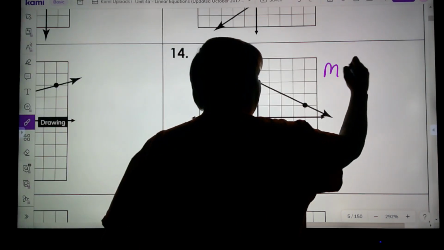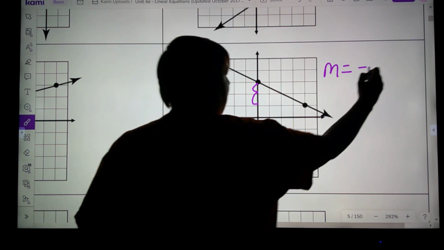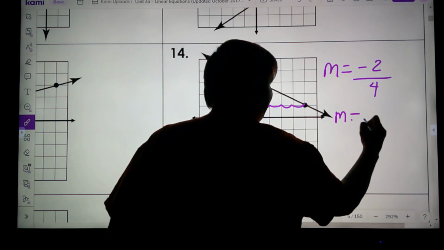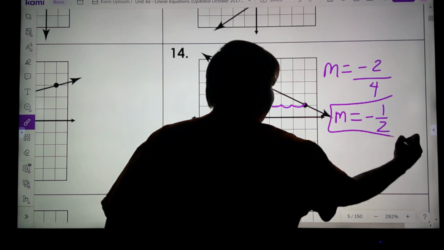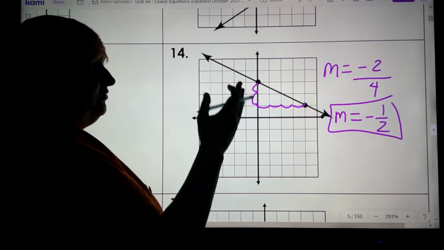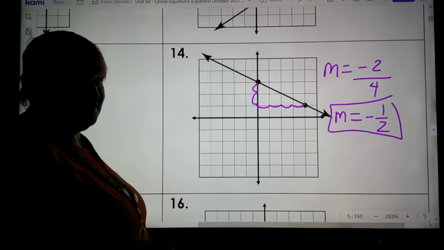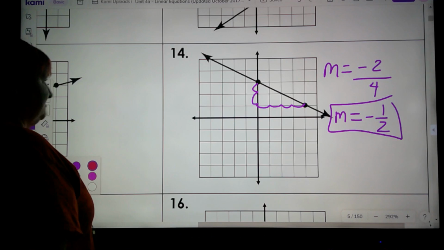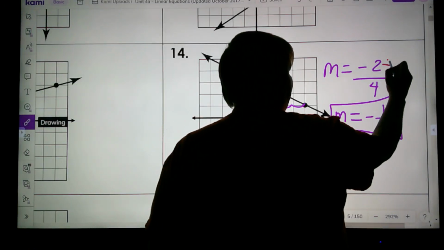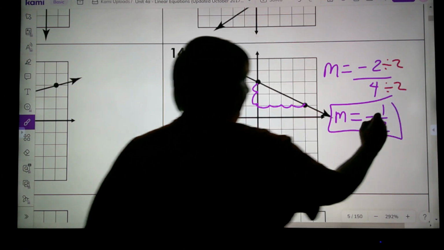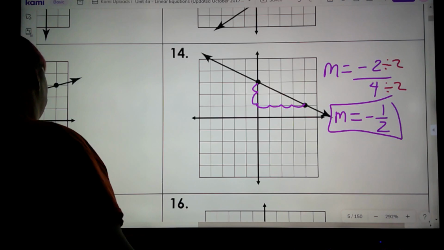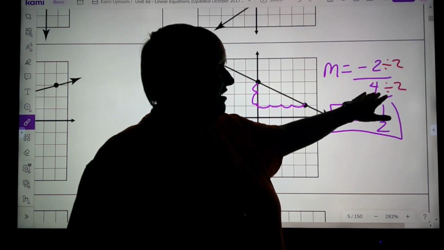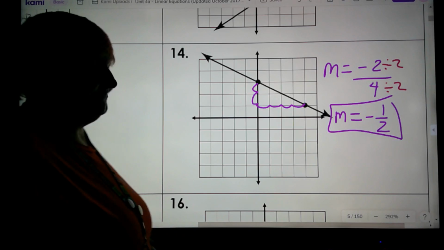Negative slope. 1, 2. 1, 2, 3, 4. Simplify it. Negative 1/2. How do you simplify a fraction? You divide the numerator and the denominator by their greatest common factor. The greatest common factor in this case is 2. So I divide the top by 2, divide the bottom by 2, and this is what I end up with. So to simplify a fraction, you divide the numerator and the denominator by their greatest common factor.